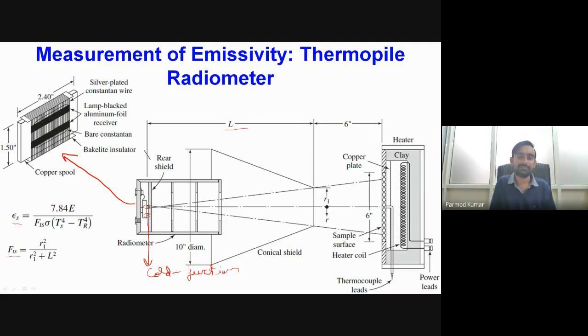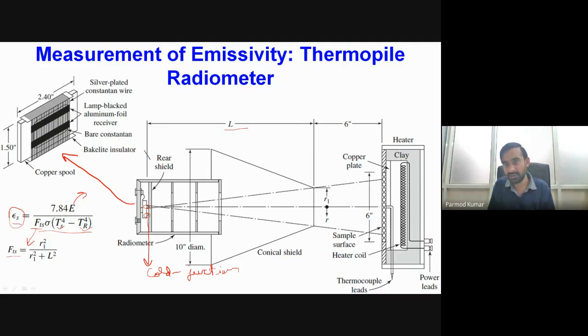Now if we employ the radiative heat transfer from the sample to the thermopile, we now know the temperature of the surface as well as the temperature of the receiver. These two we know, and FTS is the view factor which we have obtained from the geometric calculations, sigma is the Stefan-Boltzmann constant, and epsilon s is the emissivity of the material. So the emissivity of the material will be 7.84 times E divided by this particular denominator, where E is the amount of radiation emitted.